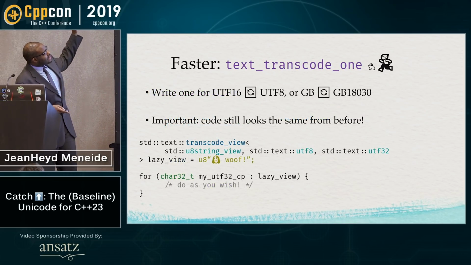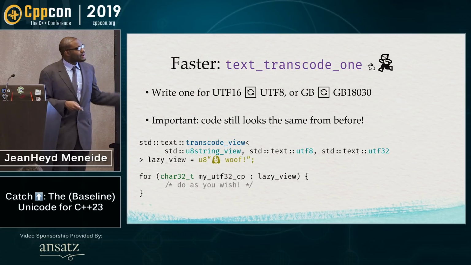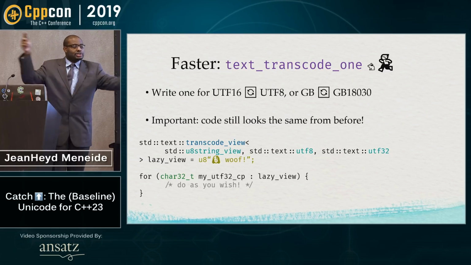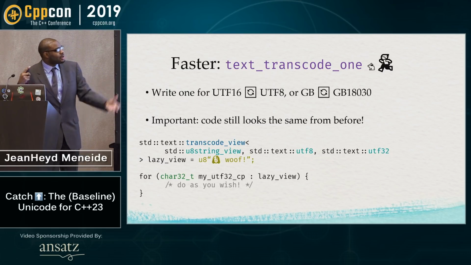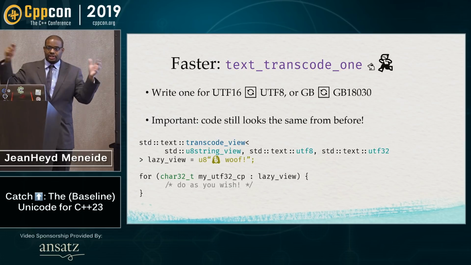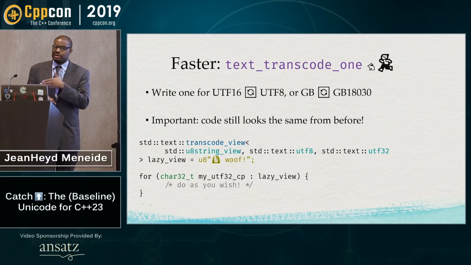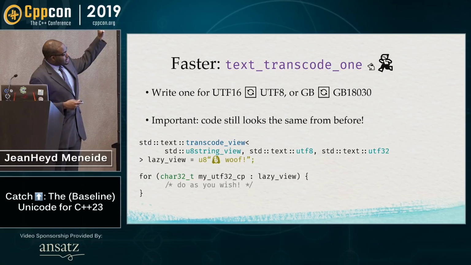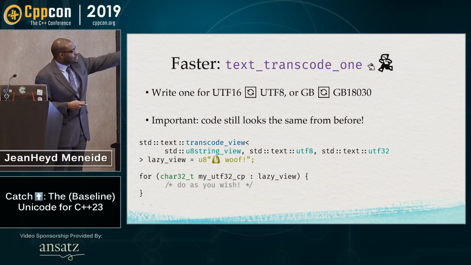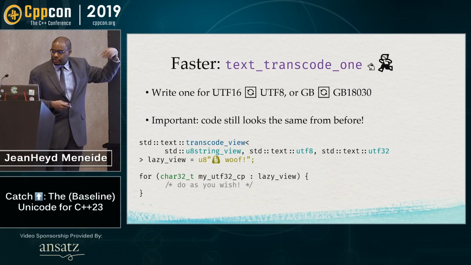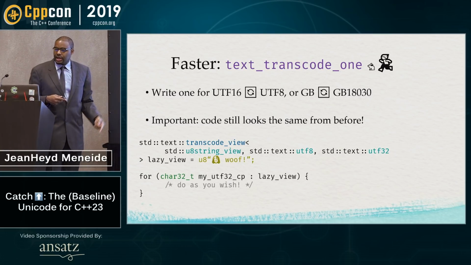Again, the whole idea is that you can write things for UTF-16 to UTF-8, or maybe one of the Chinese GB encodings to the larger version, GB 18030. GB 18030 is actually a superset of a lot of the GBK and legacy Chinese encodings, so you can sometimes just directly memcopy. In this case, it's still the same interface, so you still have this lazy view thing, and you're still writing the same code. It just happens to be calling your TextTranscode1 every time to go a little bit faster.